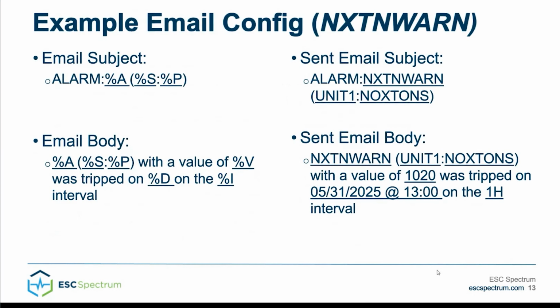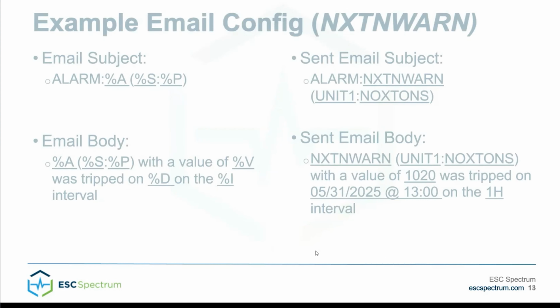So here's an example of what a Knox ton warning alarm would look like. In Stack Studio, it's going to look like email subject, alarm, and then that variable, the percentage A for alarm, the source, and the parameter. And then the email body, we're going to set up to also have those variables, and it's going to show what the value is. So that instead of that percentage V, it's going to actually show the value was 1020, as you can see on the other side. So let's see what this looks like actually in StackVision.